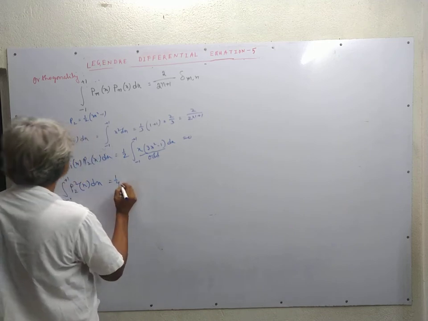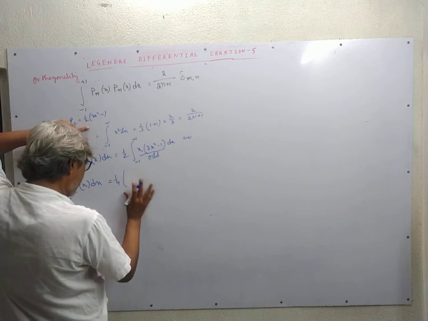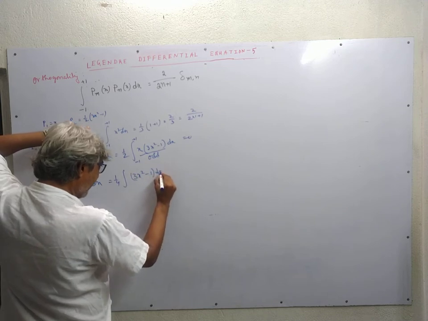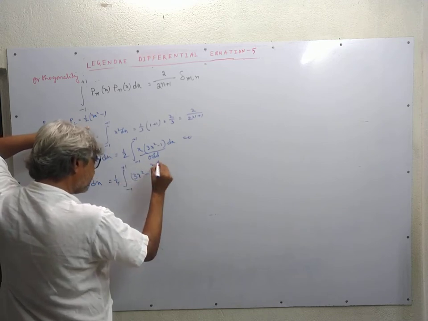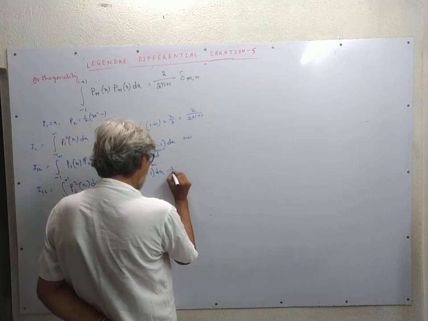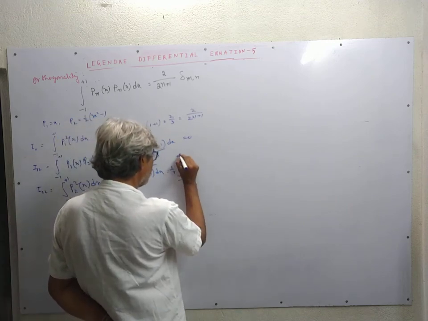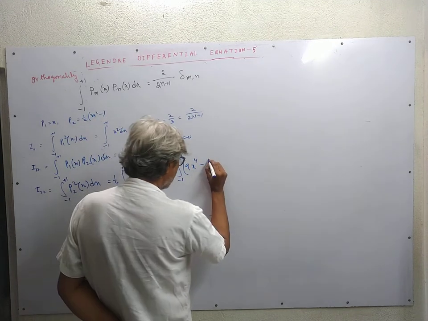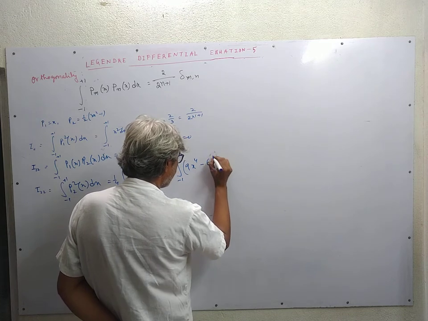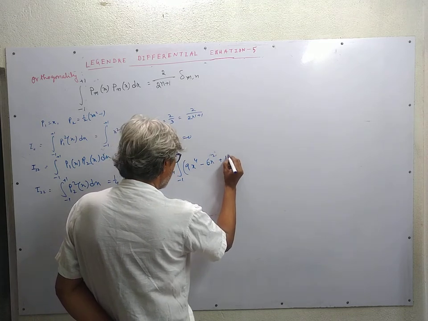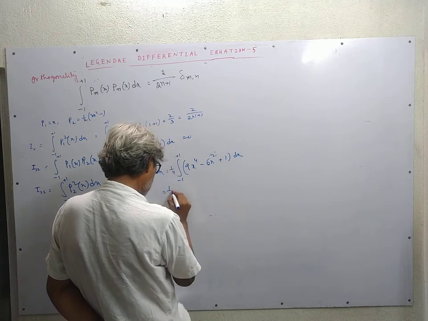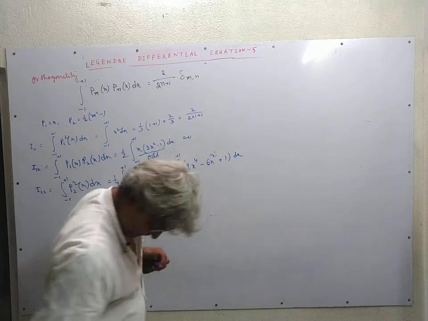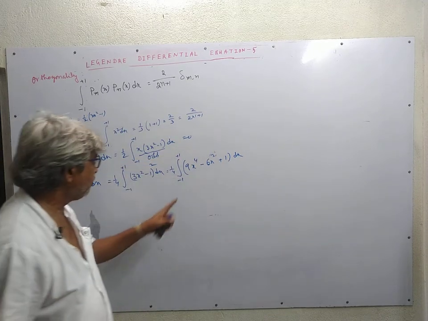this is 1 by 4, this is half squared, and then we will have integration of 3x squared minus 1 dx from -1 to +1. Sorry, this is squared. So this is 1 upon 4 integration from -1 to +1, 9x to the power 4 minus 6x squared plus 1 dx. This integrand is even, so we write it as 2 times the integral from 0 to 1.